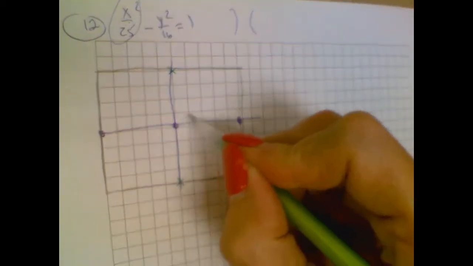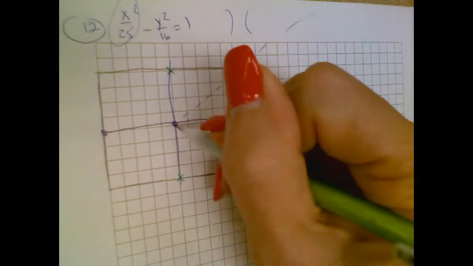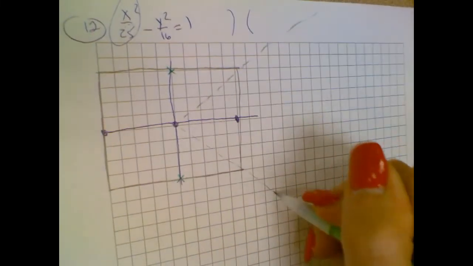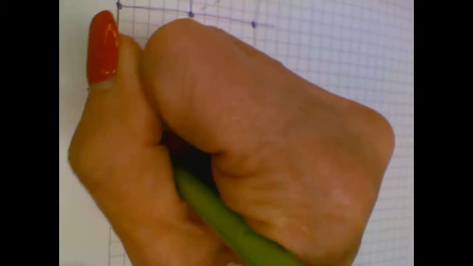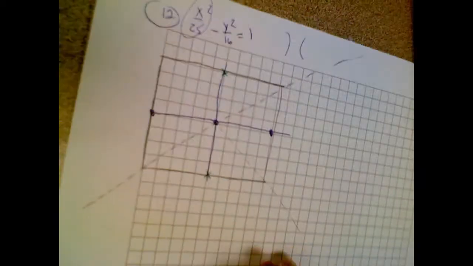Draw your nice asymptotes. Center. Don't miss that corner, because if you miss that corner, I'm taking points off. So don't miss the corner. You might need a straight edge if you're not good at drawing lines.